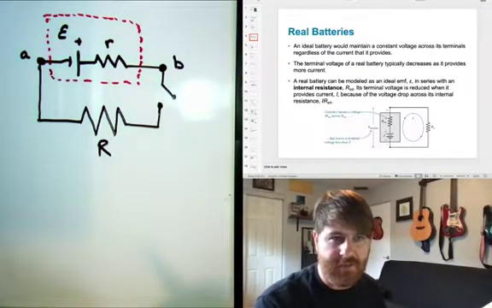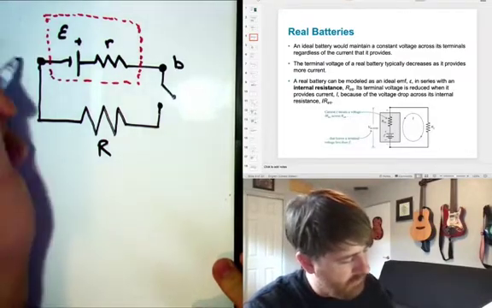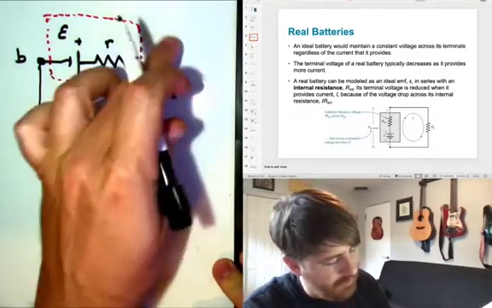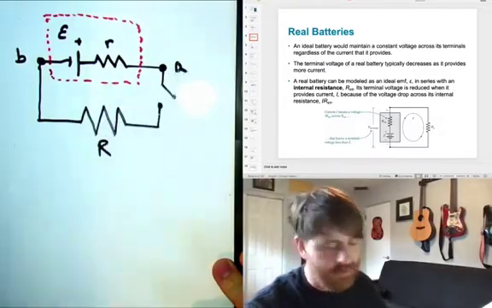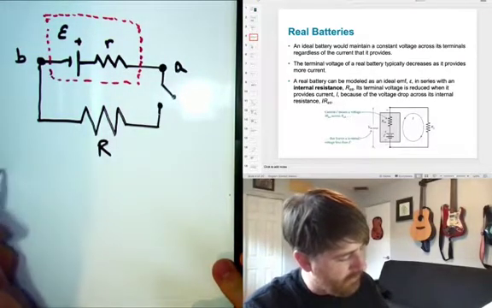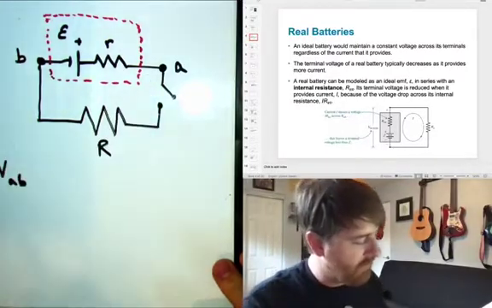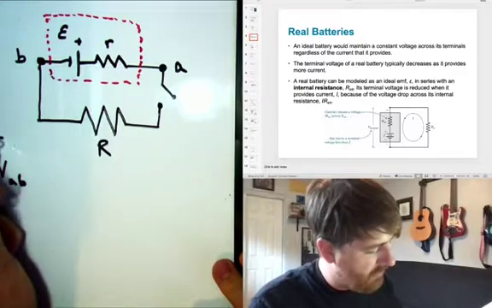When the switch is open, we want to find the potential. Actually, I wrote these backwards. We want to find the potential of point A relative to point B. We'll call that VAB. That's the difference in potential between these 2 points. And what is that when the switch is open?